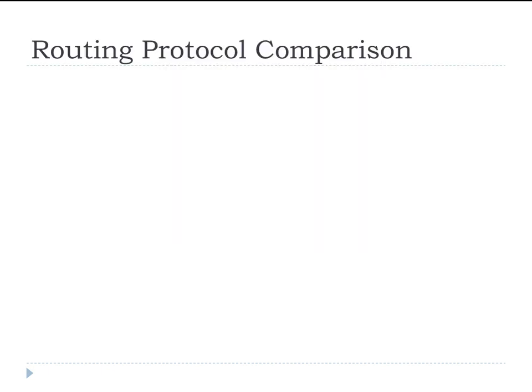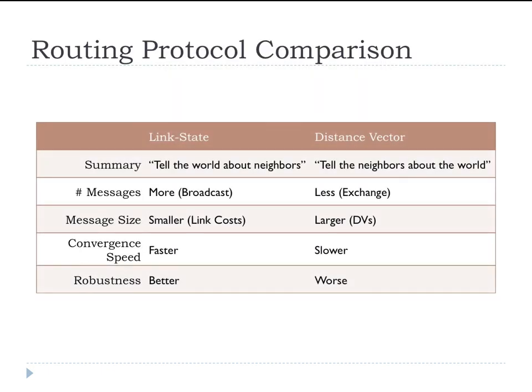Now, let's do a little comparison to sum this up, and then we'll talk about some more slippery issues with routing protocols. So link state, remember, is telling the world about your neighbors. You're broadcasting your link state information to everybody. Distance vector is telling your neighbors about your view of the world. Right? That you're telling them, this is what I think is the overall least cost path to everybody in the network.